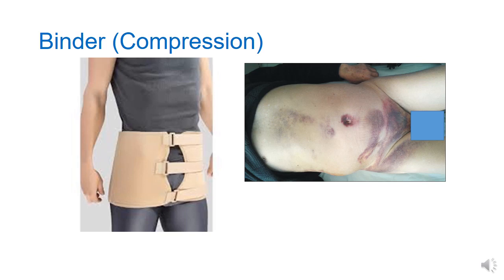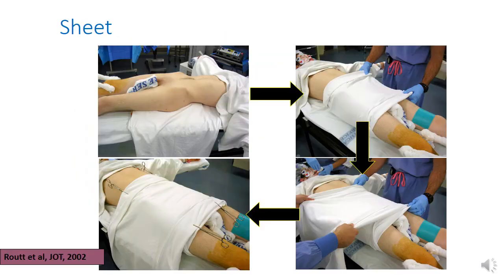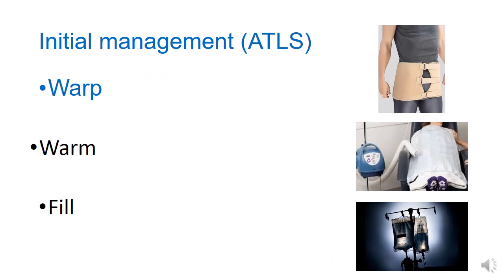So the first action is to compress the pelvis if you suspect pelvic fracture, whatever the condition, especially if the patient is unstable, either by the binder or what's called a pelvic sheet. So initial management, and this includes advanced trauma life support, is to warm the patient, and to fill the patient with fluid and blood.